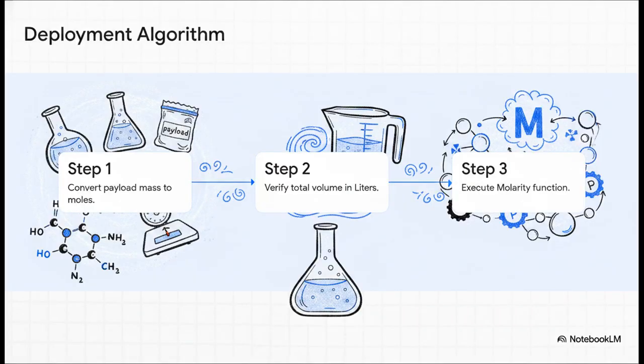Here's our computational algorithm, broken down step by step. Step 1, we convert our payload mass to moles. So, 35.3 grams of acetic acid, divided by its molar mass of roughly 60.05 grams per mole, yields about 0.588 moles of payload. Now, for step 2, we verify the total environment volume, which we've already set at 0.500 liters. Step 3, we execute the molarity function, simply taking moles divided by liters. So, 0.588 moles divided by 0.500 liters resolves to a final molarity configuration of 1.18 molar. Boom, our environment is successfully configured and mathematically sound.